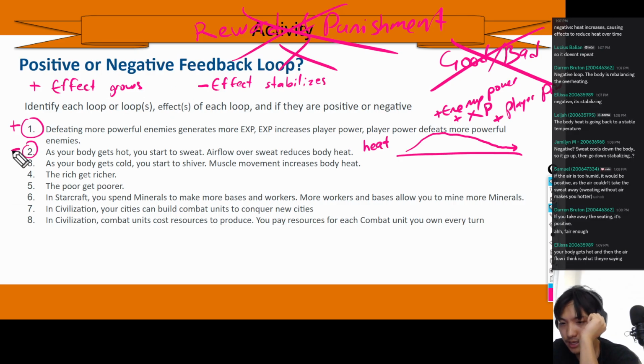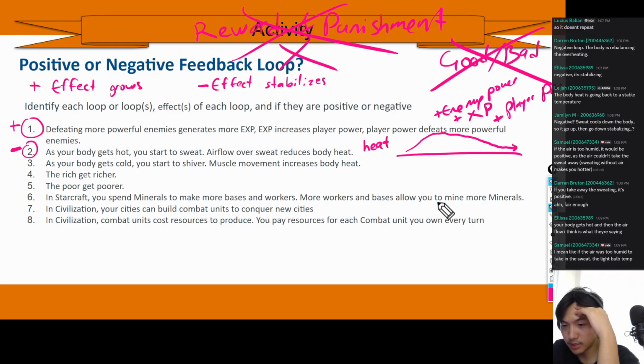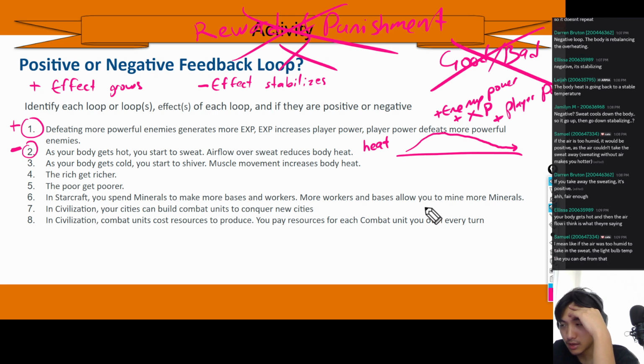So this is a negative feedback loop. Body gets hot and then airflow? No, that's not a positive feedback loop either. If the air was too humid to take in the sweat, then that still wouldn't be a feedback loop, because the air itself isn't making you hotter. Your temperature would just be going up, but it wouldn't be accelerating.